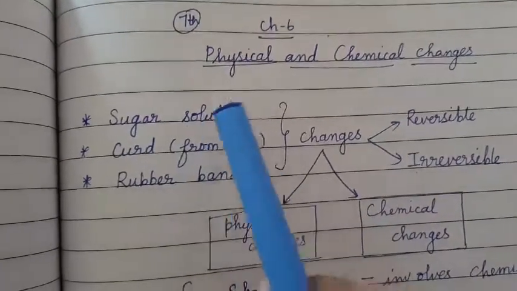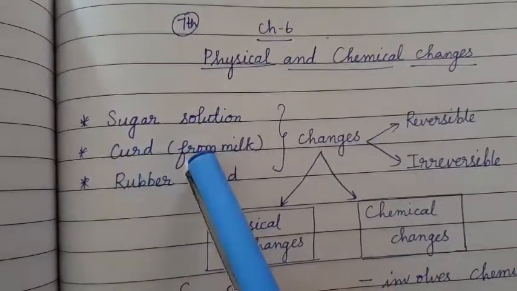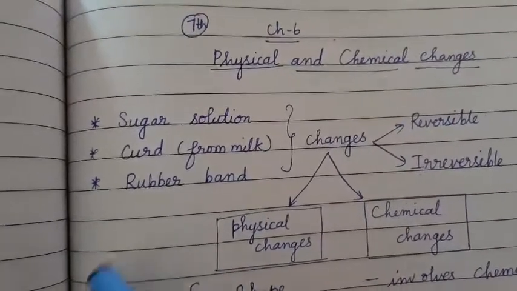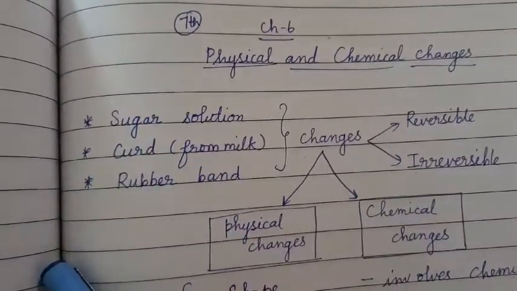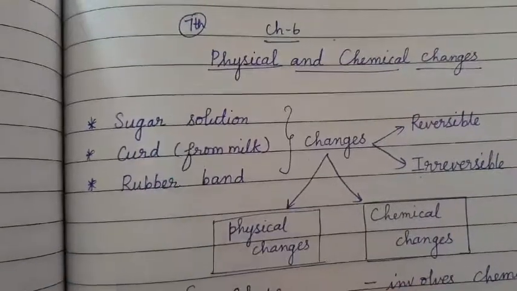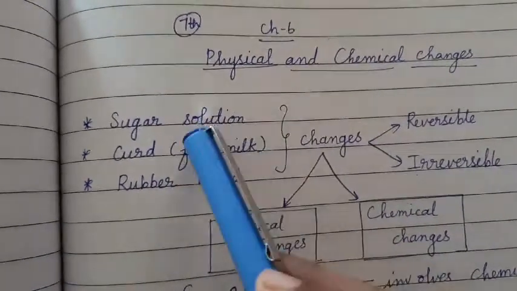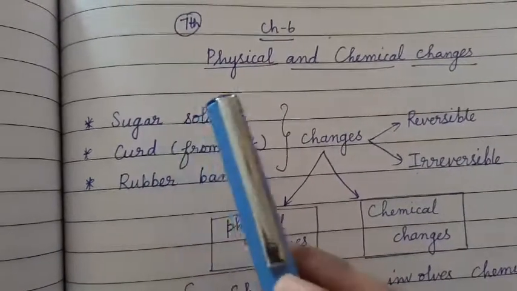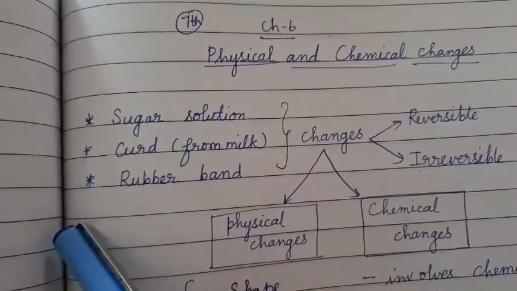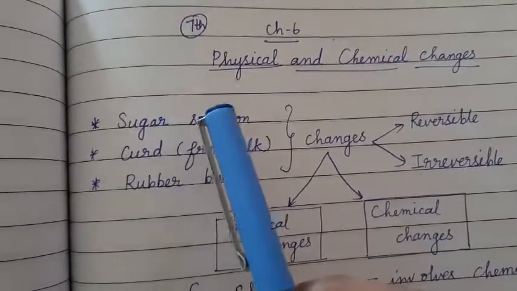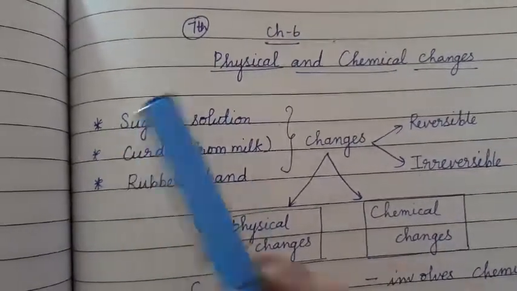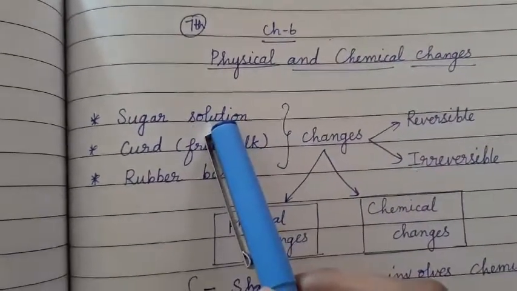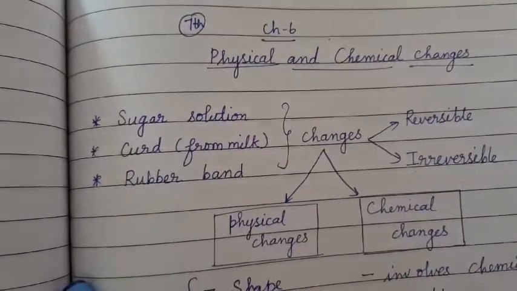Yes, so now consider the examples. Sugar solution, curd prepared from milk, stretching of a rubber band. How do you prepare a sugar solution? You take water in a bowl, put sugar into it, and mix it well so that the solution is ready. Right? So there occurs a change in the property. You mix two different substances and bring a new product. That is actually a change.